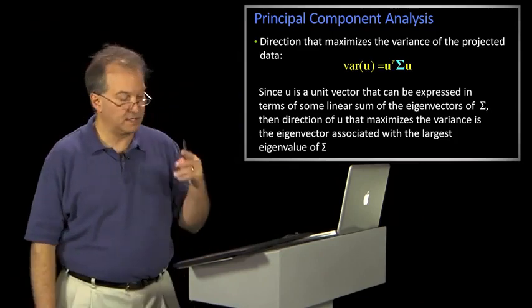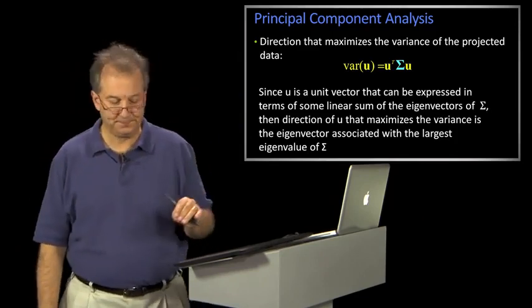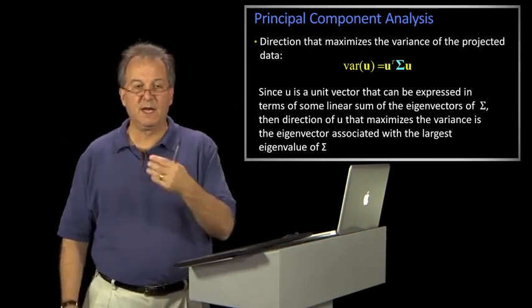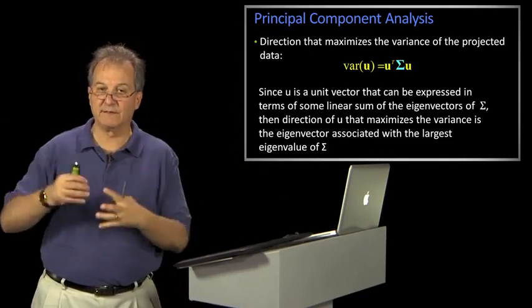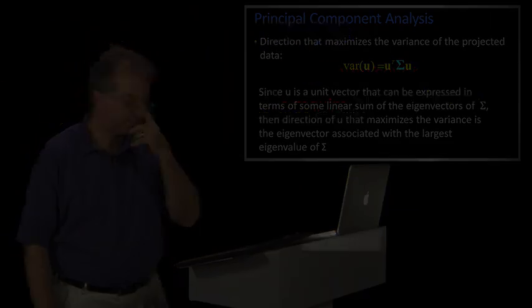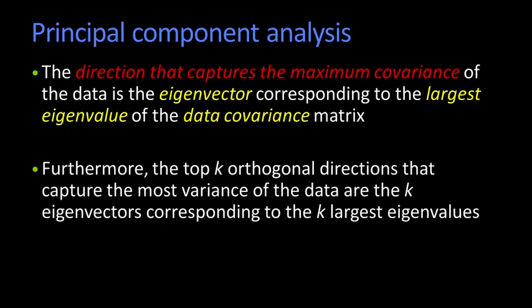So you can either spend a little time thinking about that and understand why that's true, or you can believe me. I guess I could have written it out more, but I think most of you at this point know that the eigenvector with the largest eigenvalue of the covariance matrix is the direction of the greatest variation. So that's what this says here: the direction that captures the maximum covariance of the data is the eigenvector corresponding to the largest eigenvalue of the data covariance matrix. Ta-da! That's what we're doing.